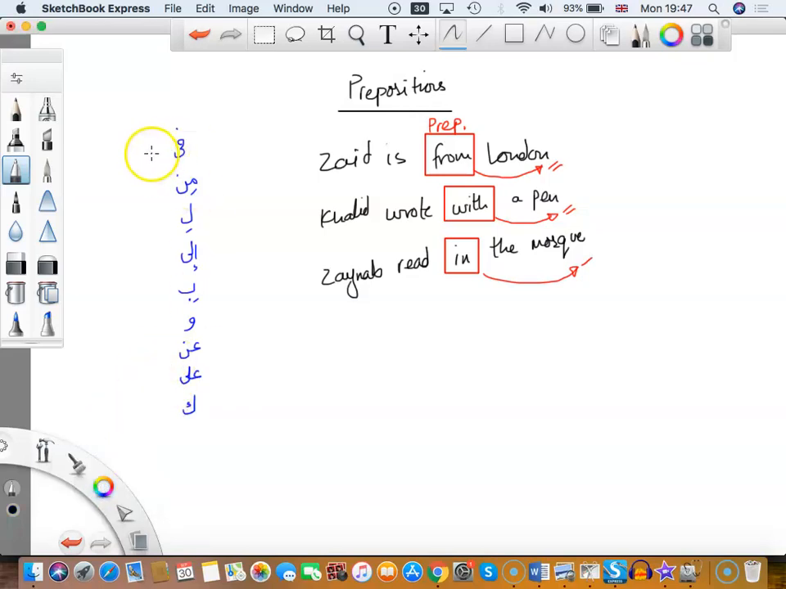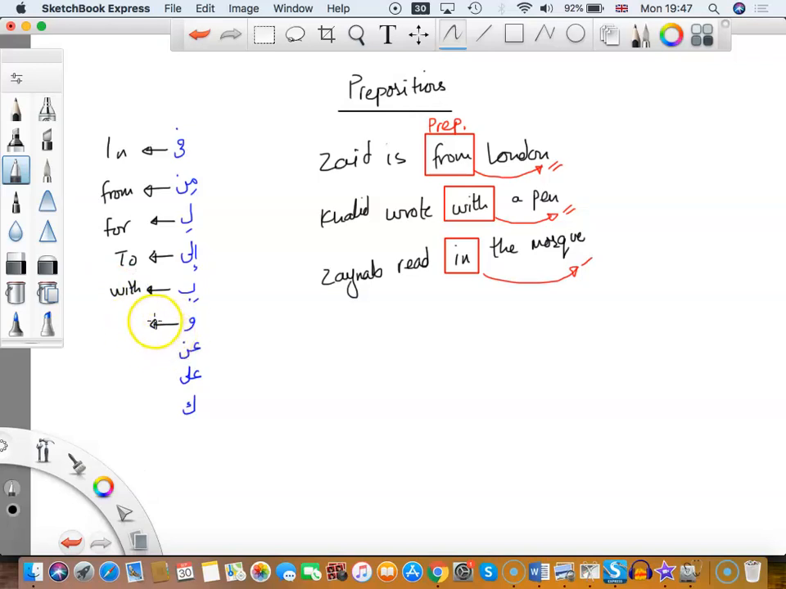So what does fi mean? In. Yeah, it means in. What does min mean? From. What does li mean? For. What does ila mean? To. What does bi mean? With. What does wa mean?